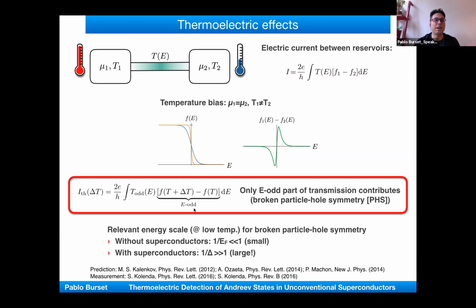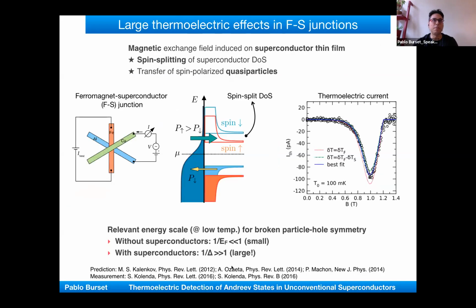So in a very hand-waving argument, you could say that at low temperature, these effects will be very small because they depend on the inverse of the Fermi energy, which is large. But if you include superconductors, the relevant energy scale will be the superconducting gap delta, and you could have very large effects. And that was indeed proposed theoretically and then measured experimentally very recently.